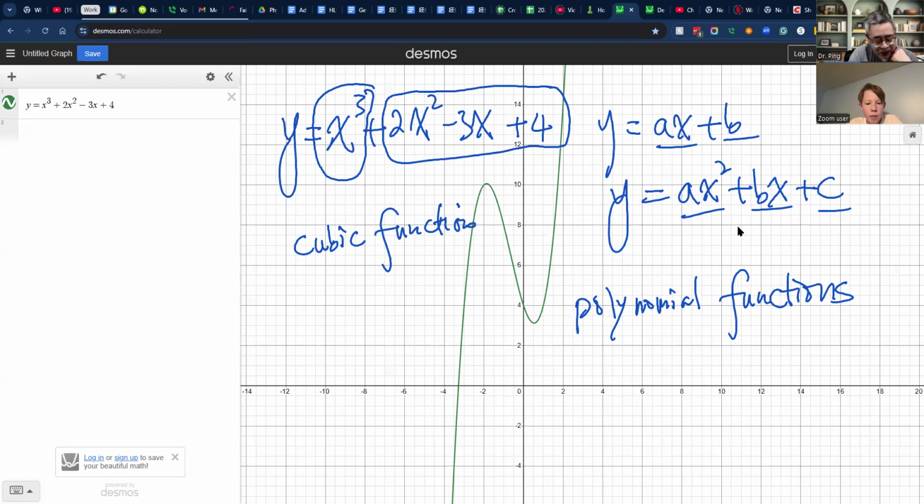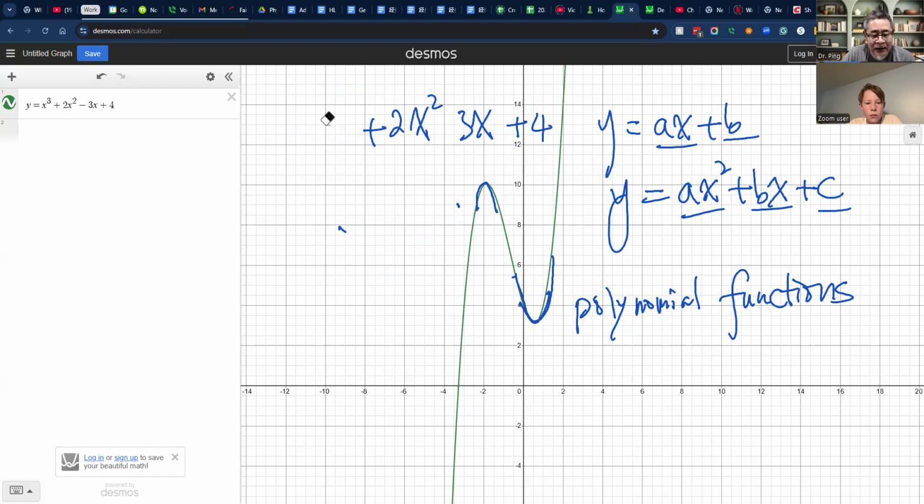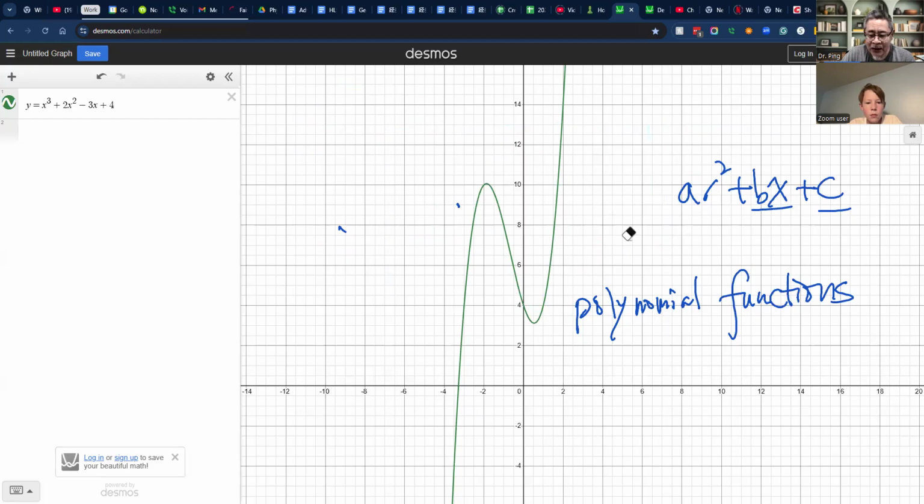You can see here, it goes one turn, then there's another turn. So going up and going down, that's one turn. Then going down and going up is two turns. Okay, so this is called a cubic function.